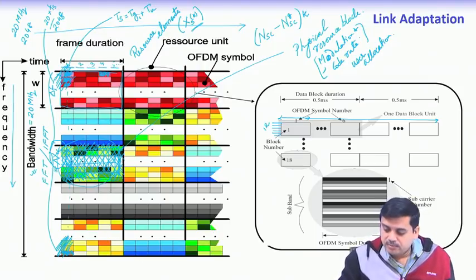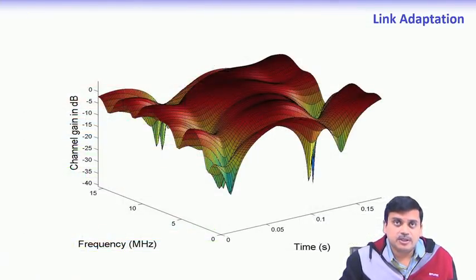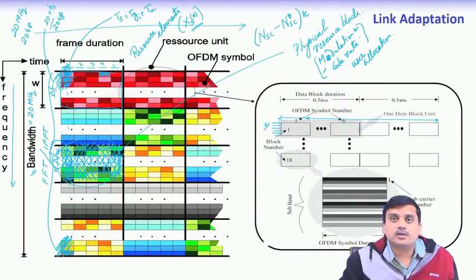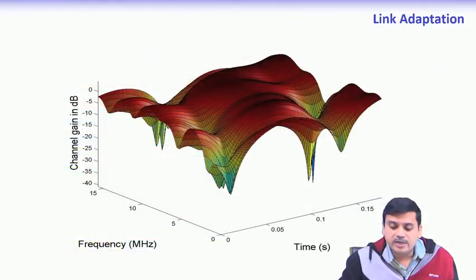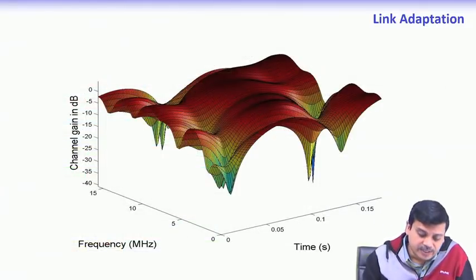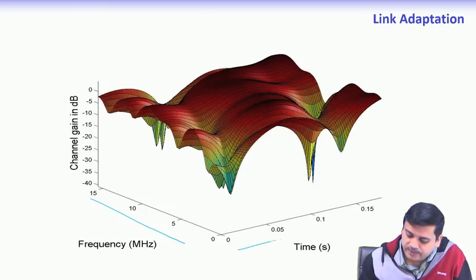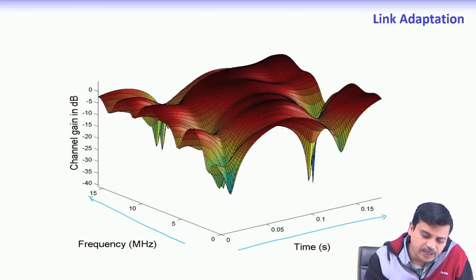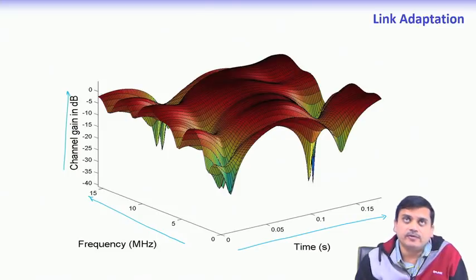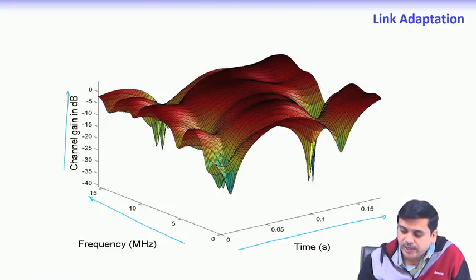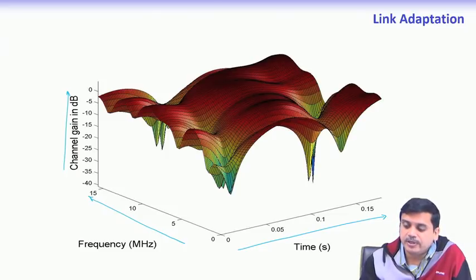So, we have the particular representation in this picture. Now we look at one very important aspect which is used in LTE and other systems, called link adaptation. So, we briefly look at that. Let this be the frequency axis, let this be the time axis, and this axis be the channel gain given in decibels. If we look at the joint time frequency picture, the channel fluctuation would appear as given in this particular image.